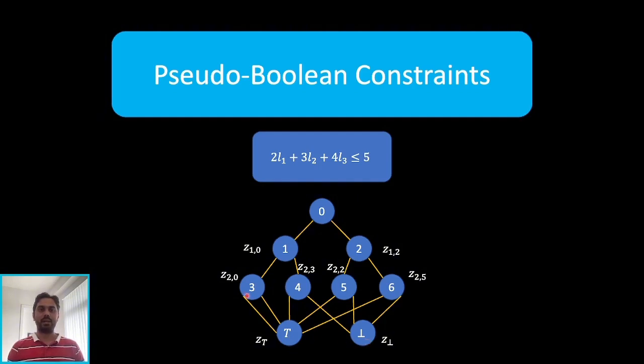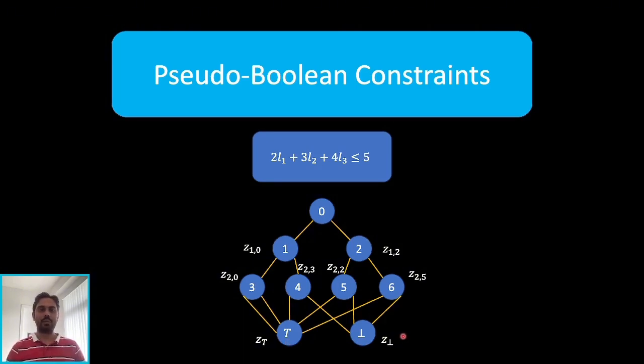So if we are here at node 3, the sum is 0, then no matter what L3 takes, whether it is true or false, it doesn't matter. We will always remain feasible. If we are at any of these other nodes, then if L3 is true, we will reach infeasibility, but if L3 is false, then we will reach feasibility. So that's called our decision diagram.